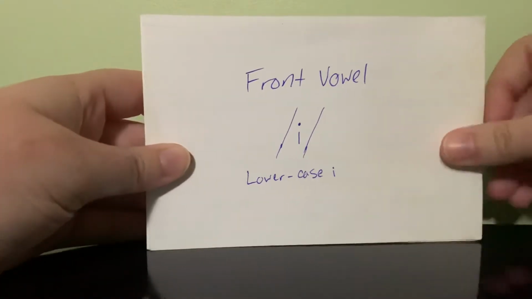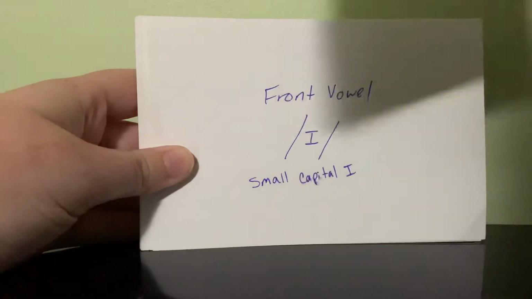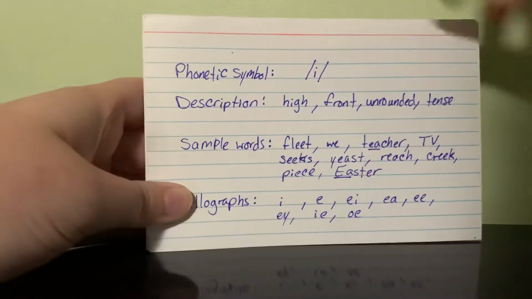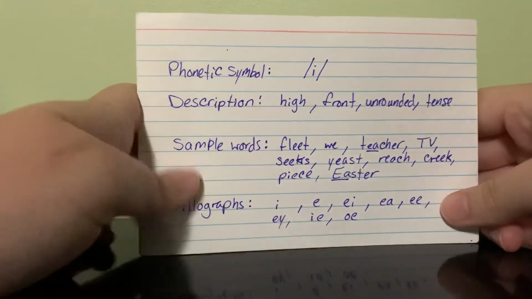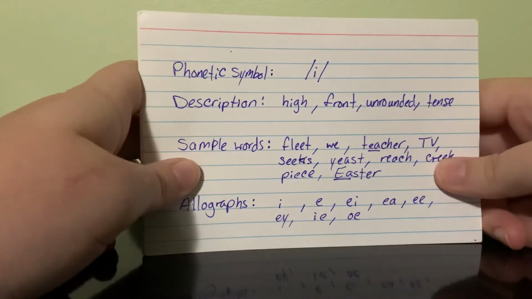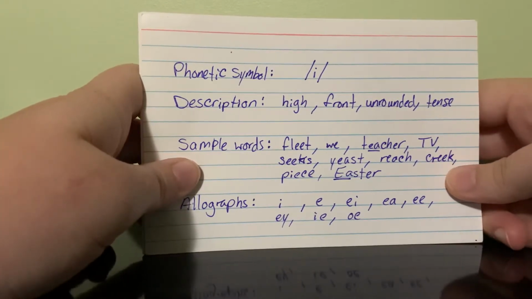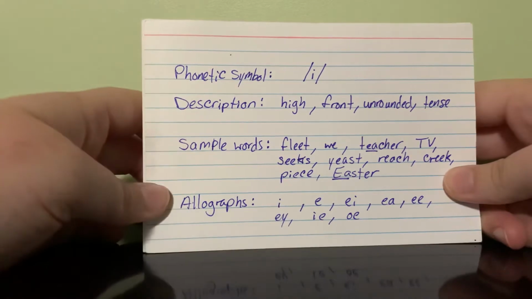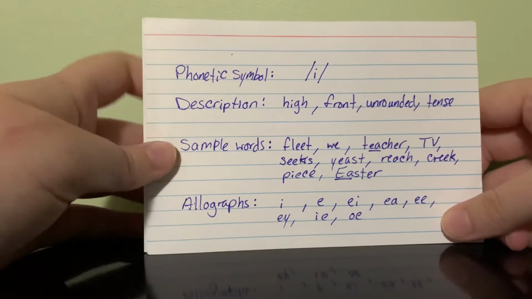The next front vowel is the lowercase i, which makes the E sound. Its description is high, front, unrounded, and tense. It's in words such as fleet, we, TV, Easter, creek, and then the various allographs listed there at the bottom.